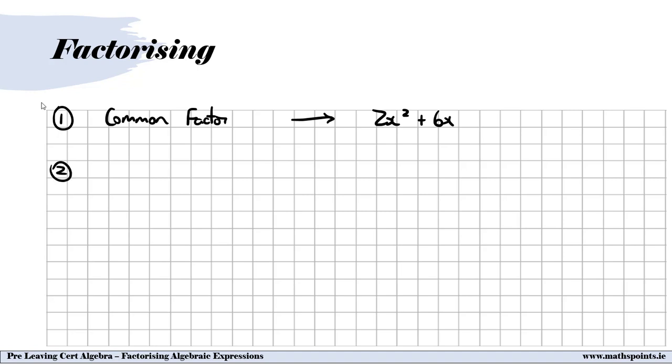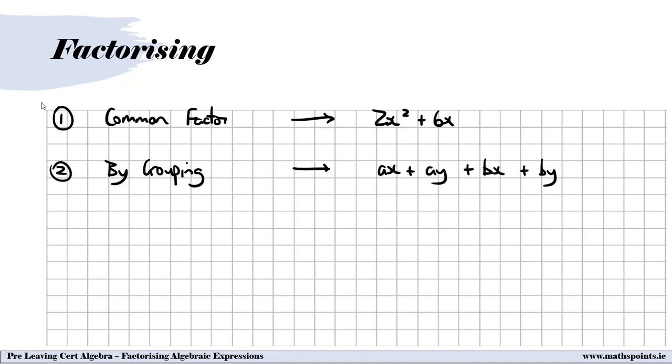Number 2 is called factorizing by grouping, and in this type of factorizing we have more than 2 terms, but there's no common factor to all of the terms. So for example, if we had ax plus ay plus bx plus by, we can see that there's no factor other than the number 1 that would divide evenly into these 4 terms.